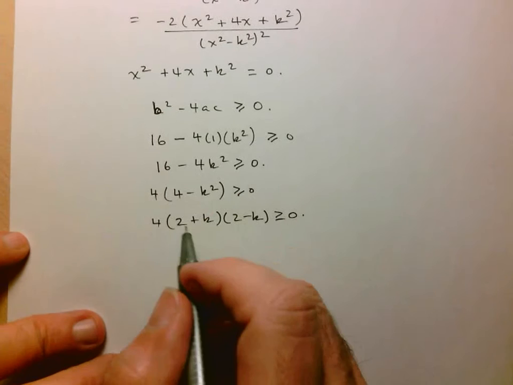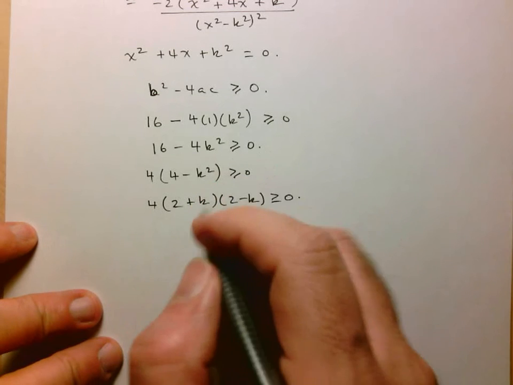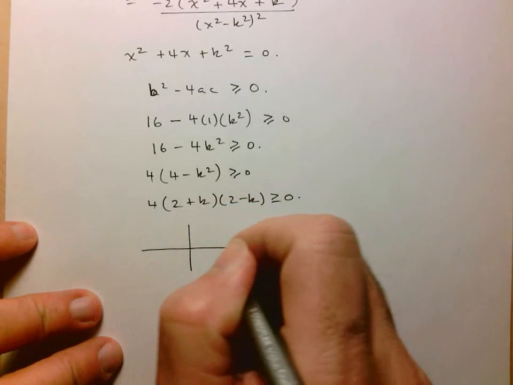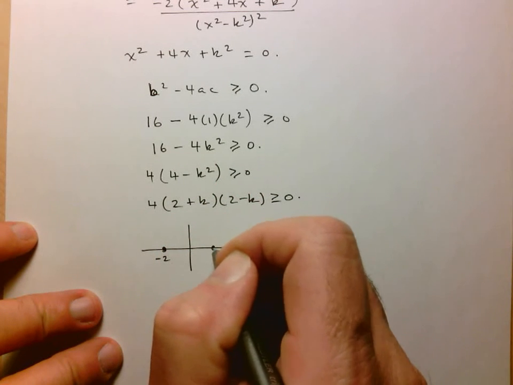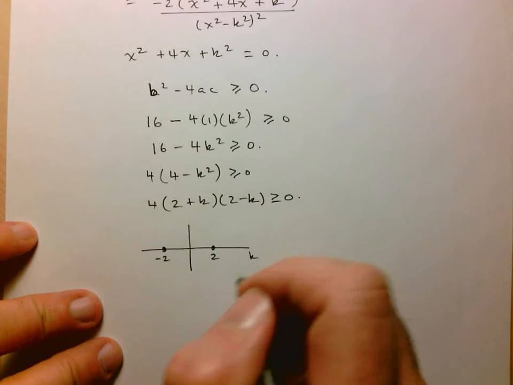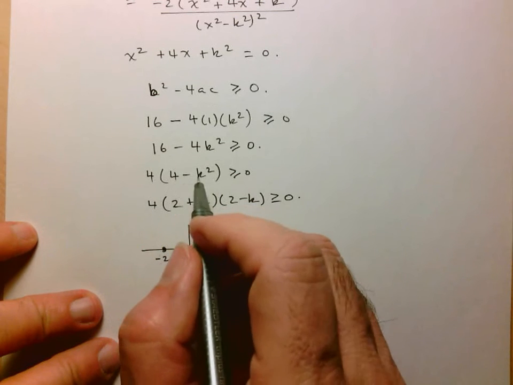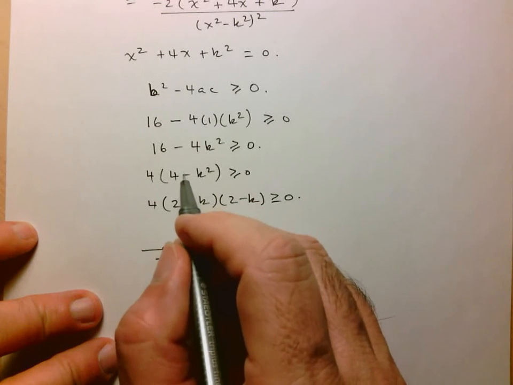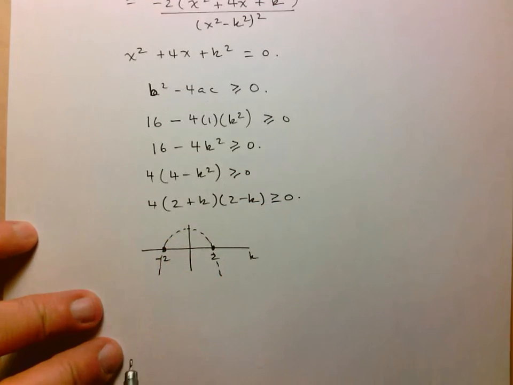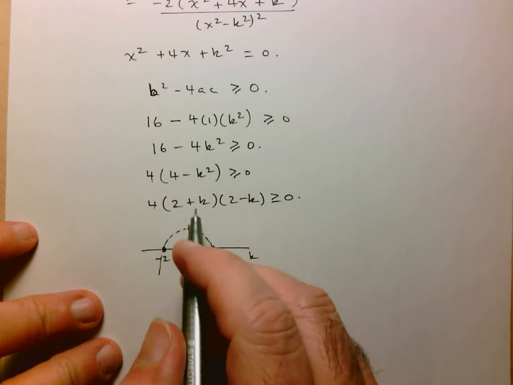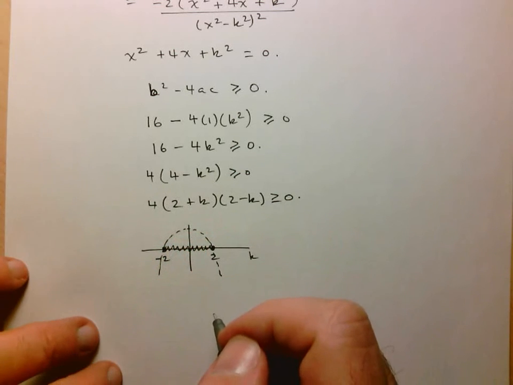We just need to figure out when this expression is greater than or equal to 0, but since it's a quadratic, I'm just going to graph this. We know that the zeros are at negative 2 and 2. Remember, these are my k values. We take a look at the function 4 minus k squared. Since the leading coefficient is negative, it's going to be a parabola going downwards. So the only places where this expression is greater than or equal to 0 is between negative 2 and 2 inclusive.